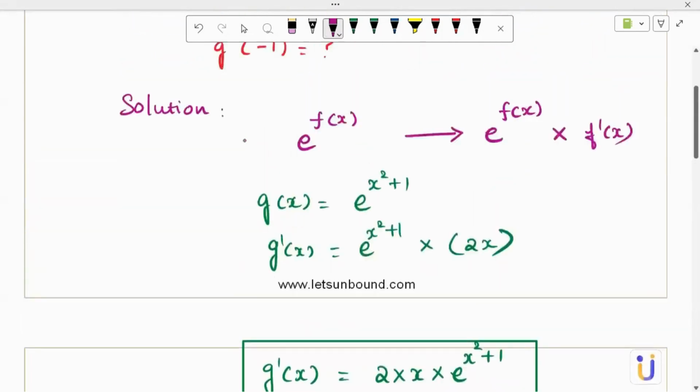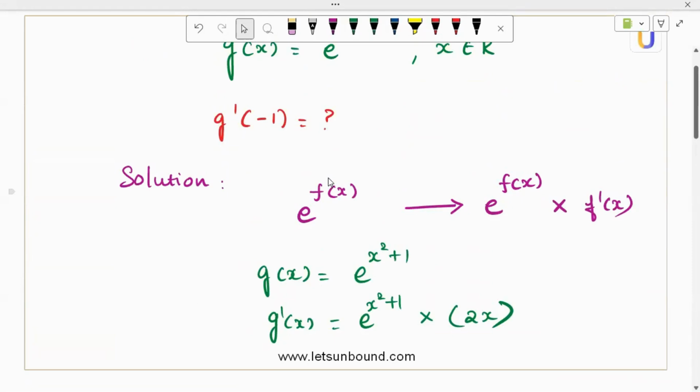Okay. So just e power f of x, exponential differentiation, is known. Then the rest everything is simple.